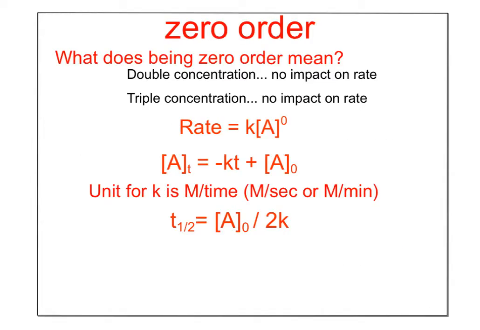So let's say that we figure out a reaction is zero order. Let's say a reactant is zero order. What does that actually mean? And I think this is the direction AP is going to go this year.